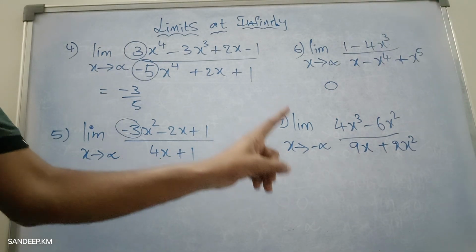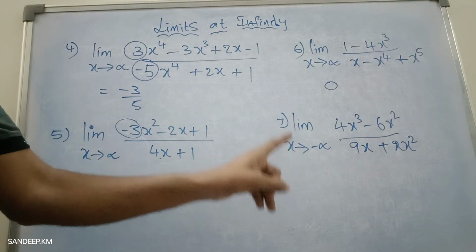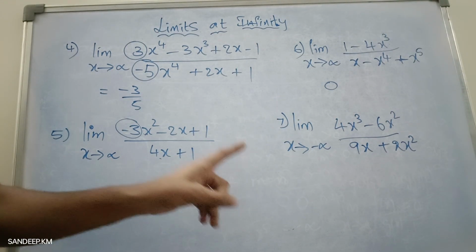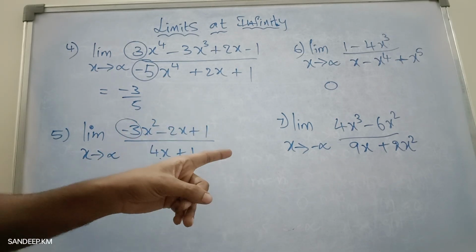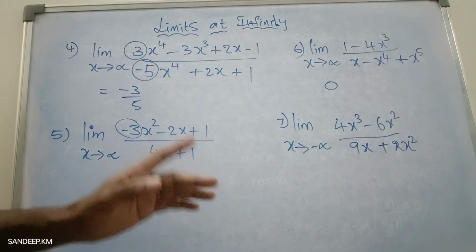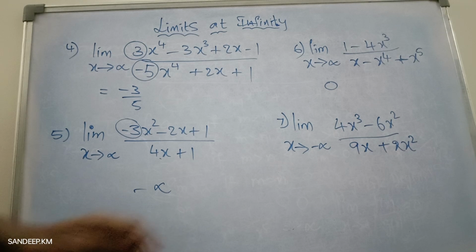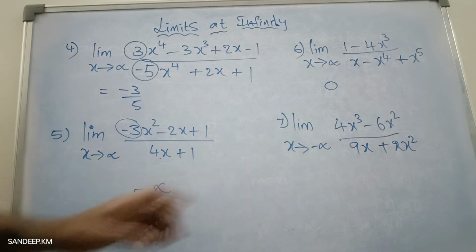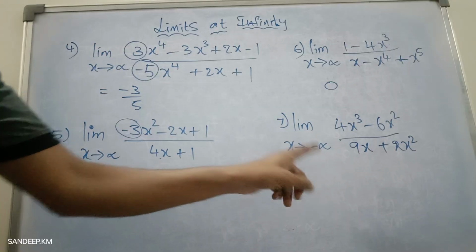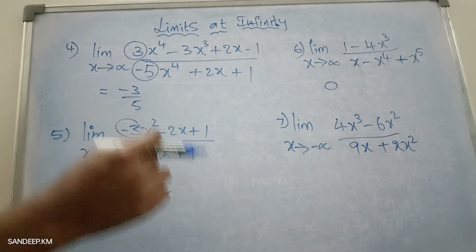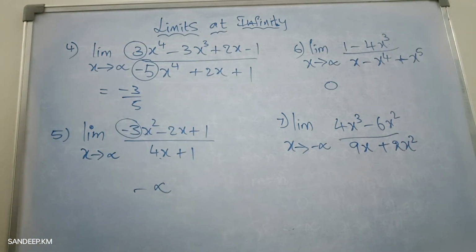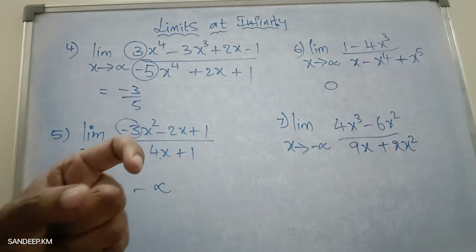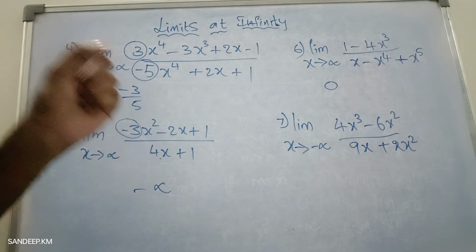And finally, in the 7th example, if you have written the answer as infinity, let us be careful. That's where we have to be careful, because x is not approaching plus infinity, but x is approaching minus infinity. So while solving the questions when x approaches minus infinity, let us follow one model to make sure that we always get the correct answer.